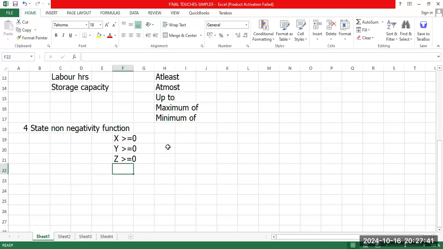To 0. Or another person, instead of doing all of this, can just say x, y, and z, all of them should be greater or equal to 0. Instead of doing this, you can also state like this. This can be your non-negativity function.